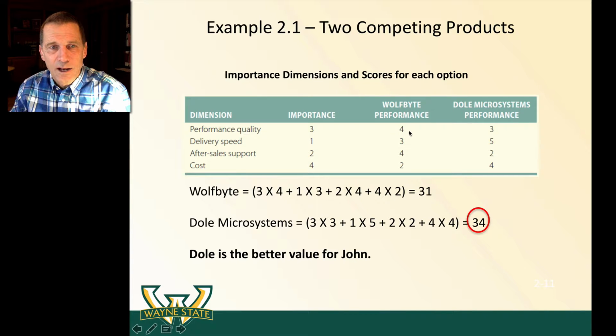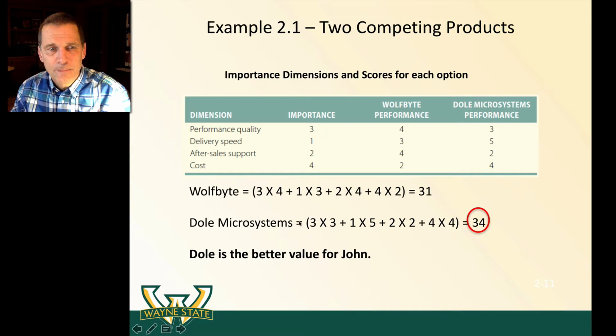So then John has basically rated the performance. So this is the importance. Now the performance for those 2 different options. And he's given them, looks like, a scale from 1 to 5 on each of those. And the way that we would calculate a value index is to multiply the importance times the performance for each attribute for the 2 different firms. So 3 times 4 would be 12, 1 times 3, 2 times 4, and 4 times 2. If I add that up, it's 31. Okay, 3 times 4 plus 1 times 3 plus 2 times 4 plus 4 times 2.